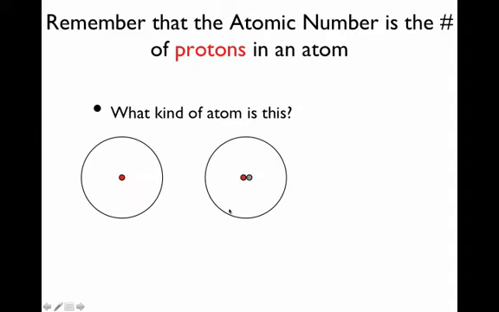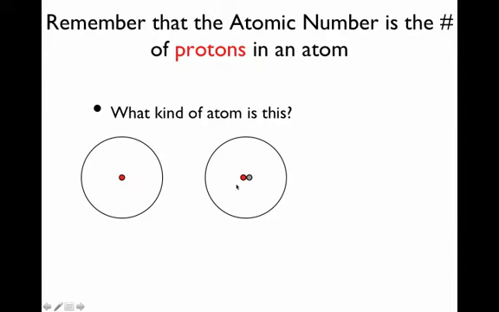Then I showed you another cartoon version of an atom. This one has one proton and one neutron. And I asked the same type of question. What type of atom is it? Again, this is also a hydrogen atom. Its mass is twice as large as the atom here on the left. But it is also a hydrogen atom because it has only one proton in it.